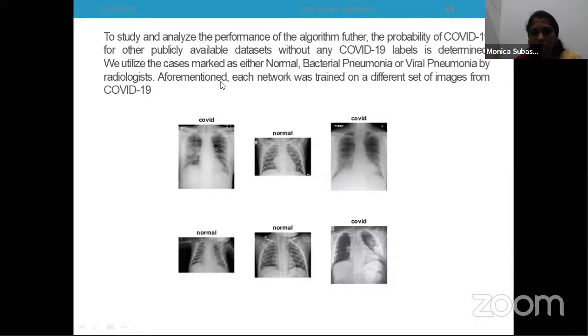Multiple classes can be worked. Instead of the first one, you can target and find out whether it is normal or abnormal. If it is abnormal, whether it is COVID or pneumonia, that is also a challenge.